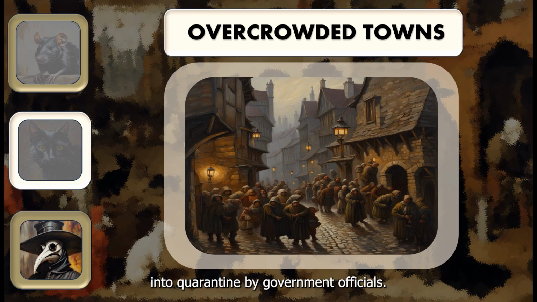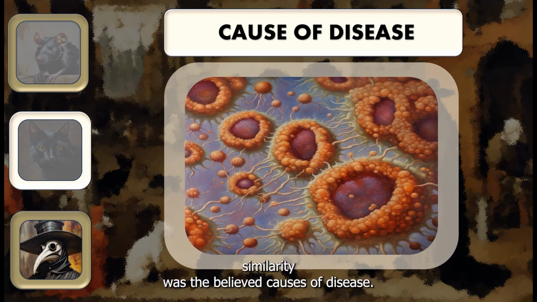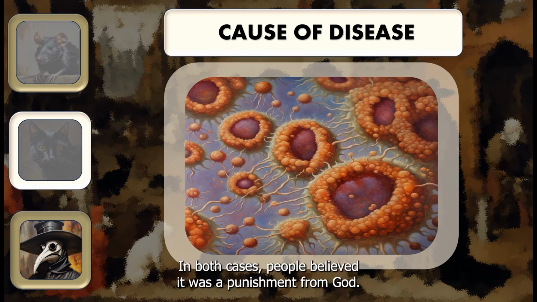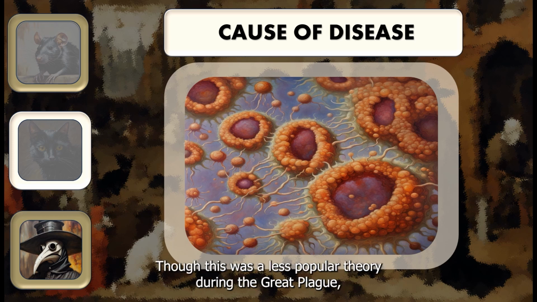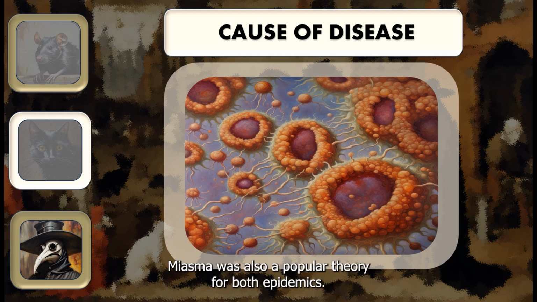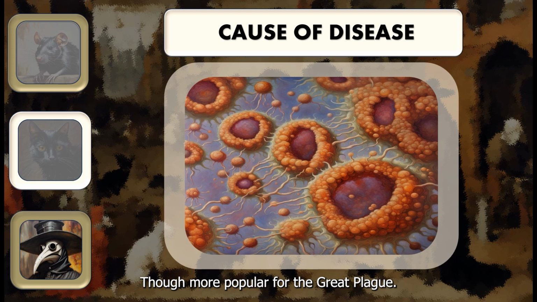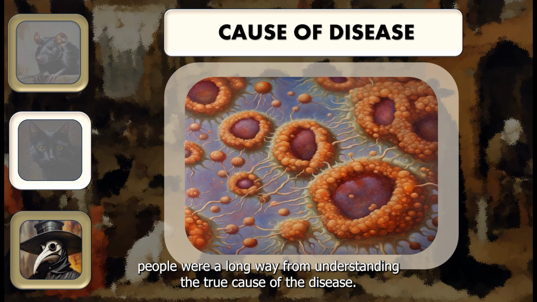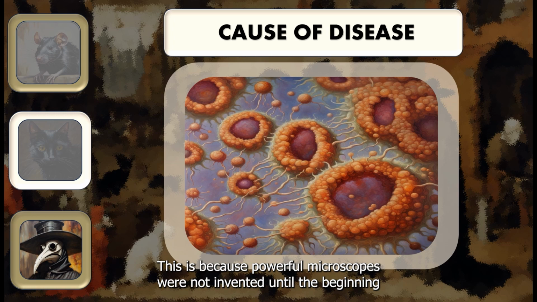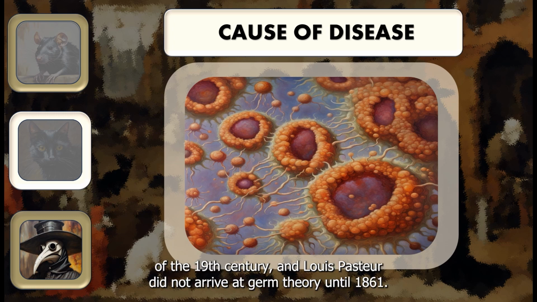The most important similarity was the believed causes of disease. In both cases, people believed it was a punishment from God, though this was a less popular theory during the Great Plague. Miasma was also a popular theory for both epidemics, though more popular for the Great Plague. Most importantly, in both cases, people were a long way from understanding the true cause of the disease. This is because powerful microscopes were not invented until the beginning of the 19th century, and Louis Pasteur did not arrive at germ theory until 1861.